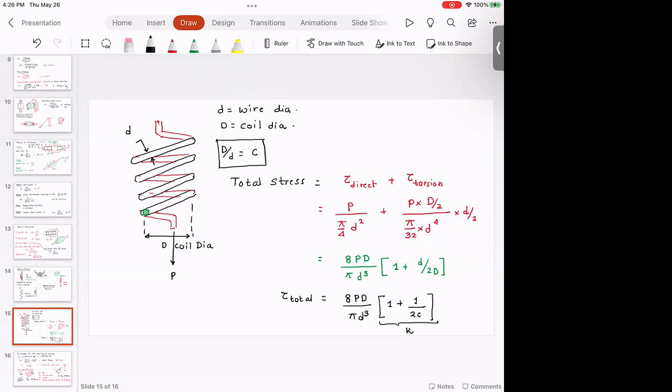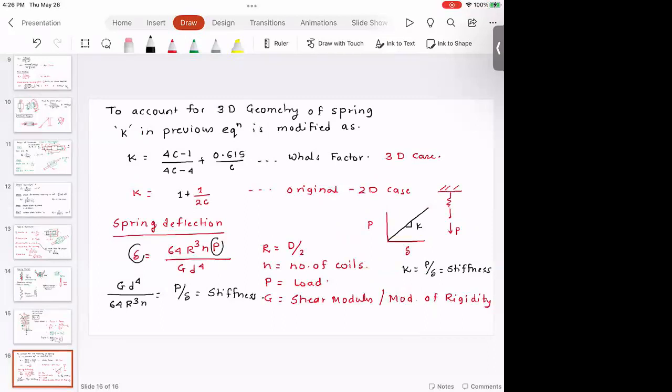Everyone understood this? The second important equation is where delta would be given to you. You need to know how much the spring would deflect under what load. Load would be given to you, or indirectly they will give you the stiffness. And from this equation, you just have to find the number of coils, N. Once you know the number of coils, the diameter of the coil, and the ratio C, then the entire helical spring is designed.